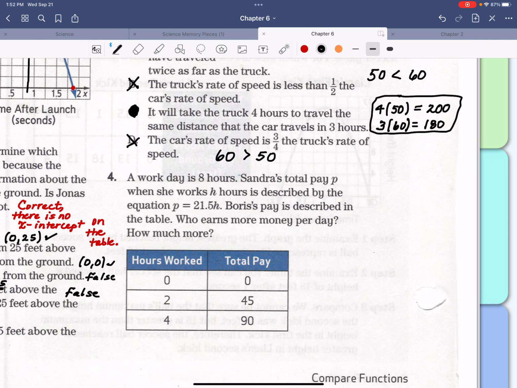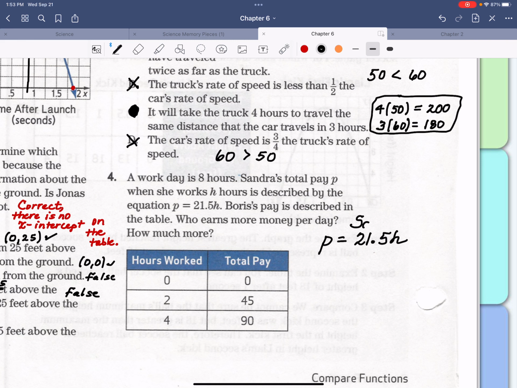A work day is 8 hours. Sandra's total pay, P, when she works H hours, is described by the equation P equals 21.5 per hour. Boris's pay is described in the table. Who earns more money per day and how much more?